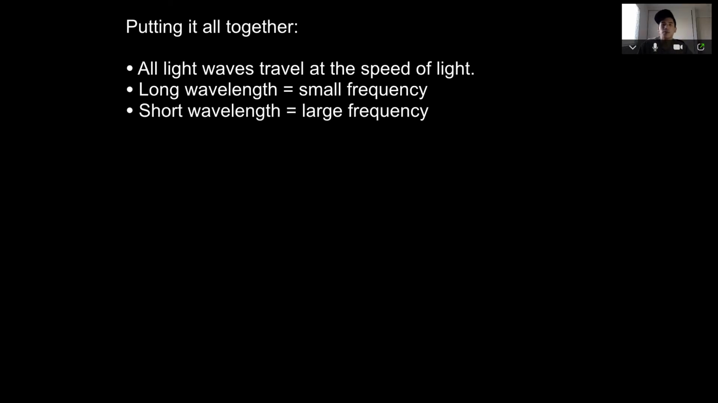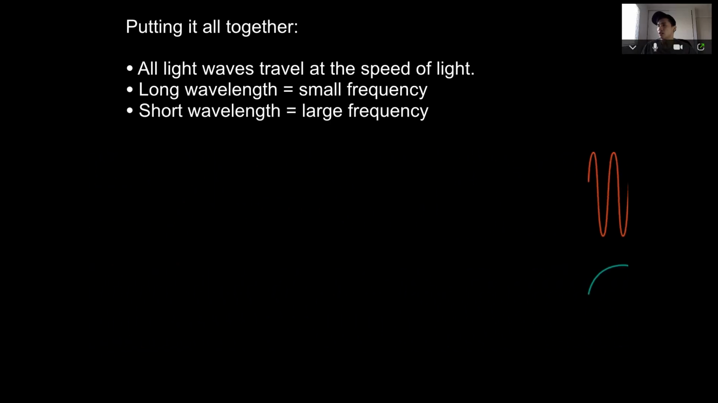Okay, so now let's put it all together and combine all of those ideas. All light waves travel at the speed of light. And so you can notice now, if all of the waves are traveling at the same speed, then if you have a light that is of longer wavelength, that is synonymous with saying that the light has a smaller frequency. And if you have a light that is of shorter wavelength, then that corresponds to light having a larger frequency. So here's an animation that I put together to illustrate these two ideas.